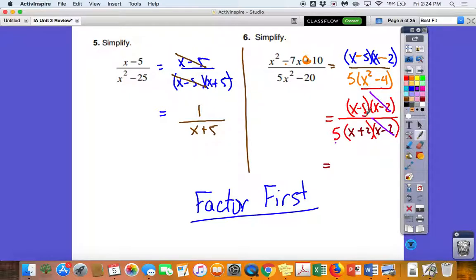You cannot use these 5s. This top 5 is glued to that x with that minus sign. So it is not up. This 5 would be eligible because it's multiplied, but this top one is not. So you are stuck with x minus 5 over 5 times x plus 2. The top one is a term and the bottom one is a factor. They both have to be factors for you to reduce.